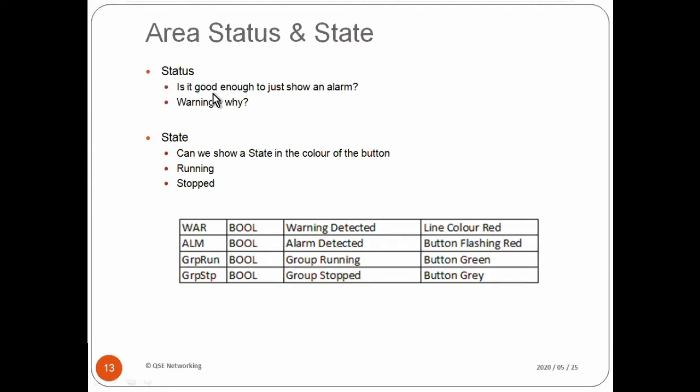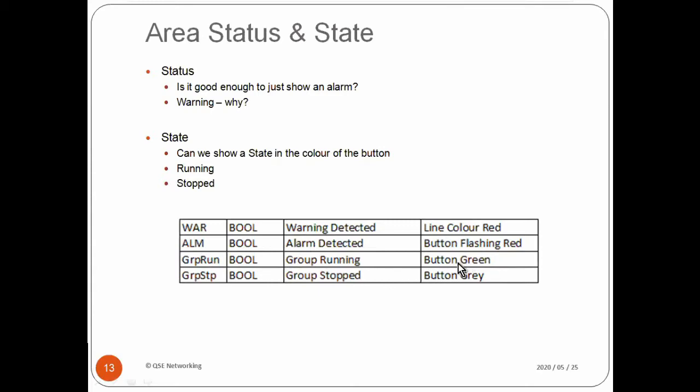It really causes a holding pattern, which now you've got to restart the plant. So we're going to create 4 Boolean tags in InTouch. One for a warning, a group or an area warning, and we want the line to flash red or to show red. And we have an alarm tag when an alarm is detected in that group or area, and the button must flash red.